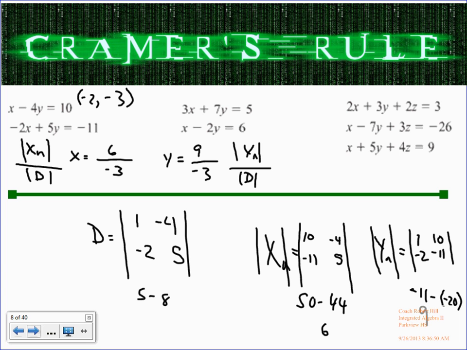Negative 2 times negative 2 is 4. Plus negative 3 times 5. 4 minus 15 is negative 11.